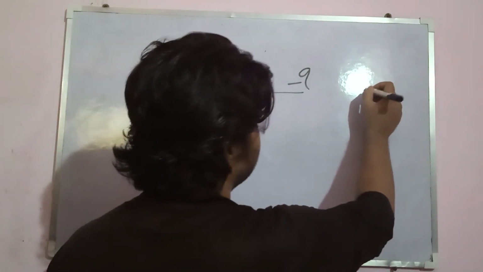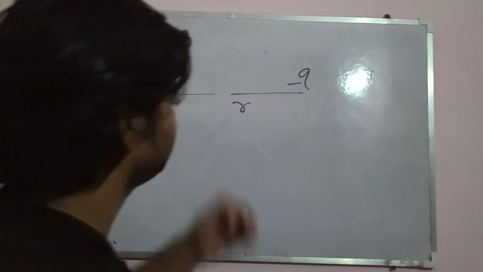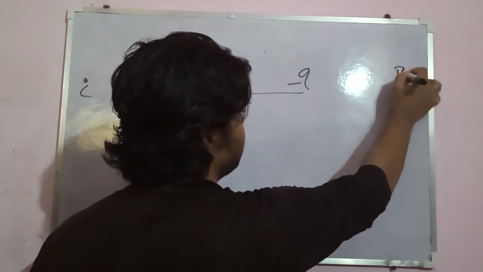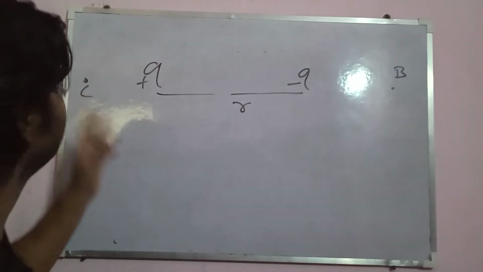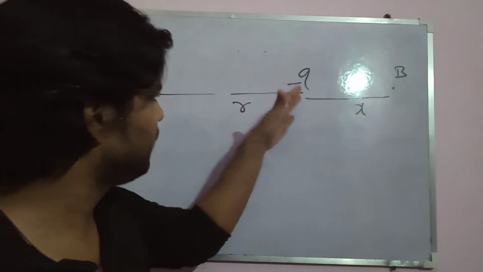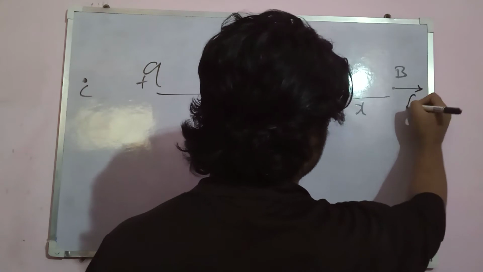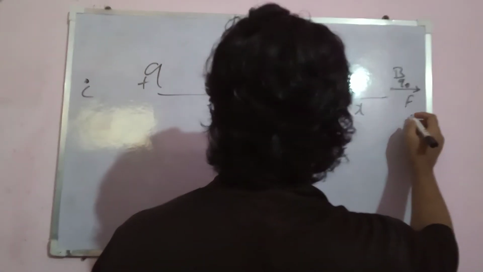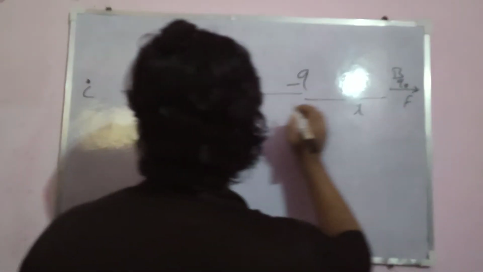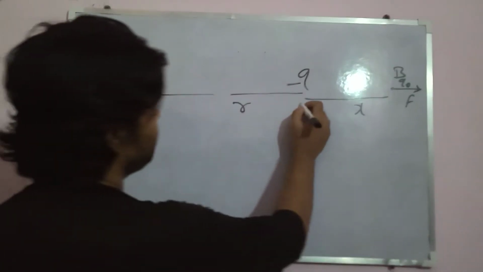We have this point here, B, and we have this point here, C. B is at a distance x from here. So if the two charges are equal in magnitude, then the force on the test charge Q naught at B, suppose I assign this point as 1 and this point as 2.